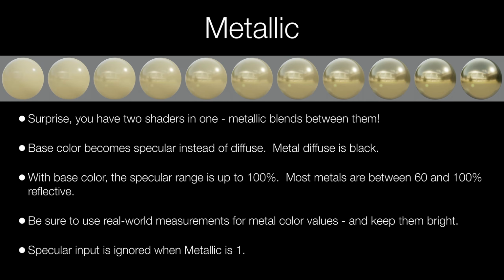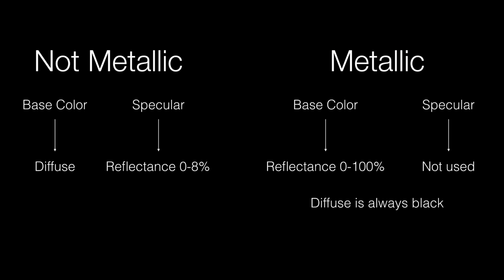So let's go on to the next slide, and this is a little bit easier way of explaining it. When you pass 0 into the metallic socket, what you pass into the base color socket is going to be the diffuse of the object. And what you pass into the specular socket is defining the reflectance of the object between 0 and 8%. Remember, we talked about specular. If you give it 0.5, you'll get 4% here. Well, with metallic, all of that changes.